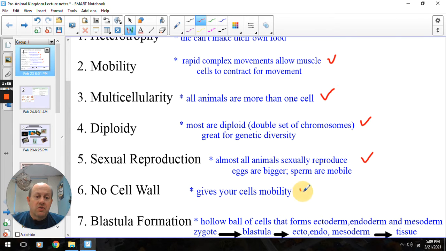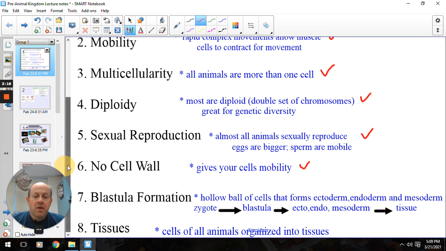No cell wall. So plants have cell walls, bacteria have cell walls, fungus have cell walls, animals do not. We like to say that's why you're squishy. But the thing is, it gives you better mobility. So you're not as rigid, and better mobility means, again, you can get better food and keep from being food.